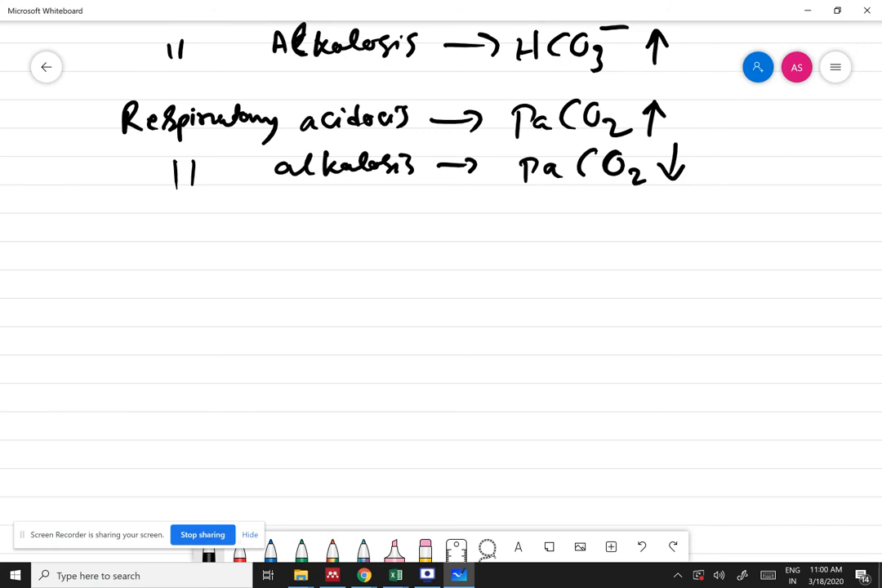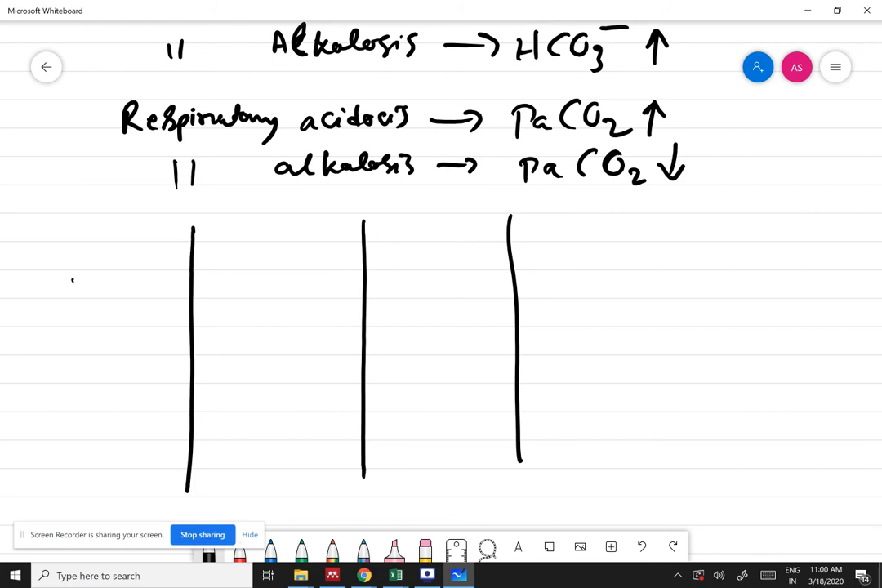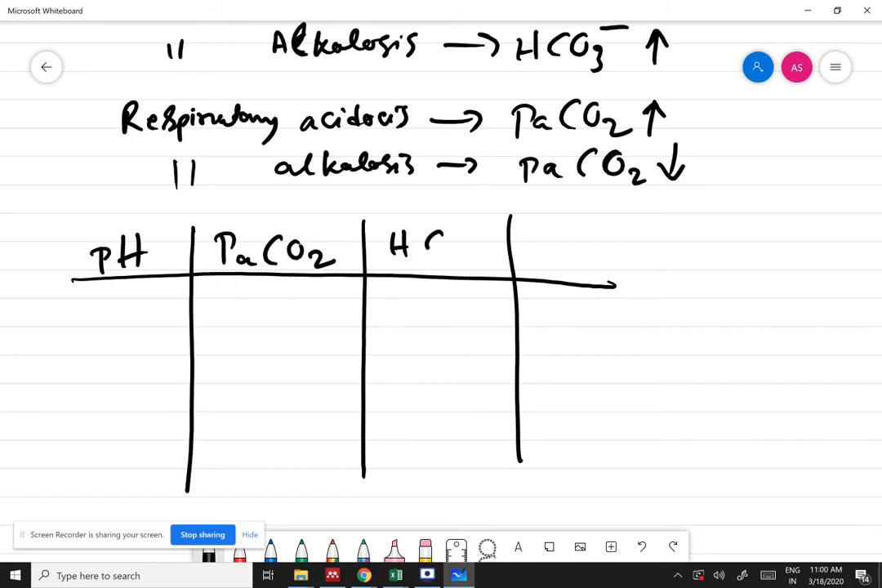First, you will measure three parameters to do this blood gas analysis: pH, PaCO2, and HCO3 minus. So for example, let's take a table of values. Suppose this is pH, this is PaCO2, this is HCO3 minus, and this is your diagnosis.